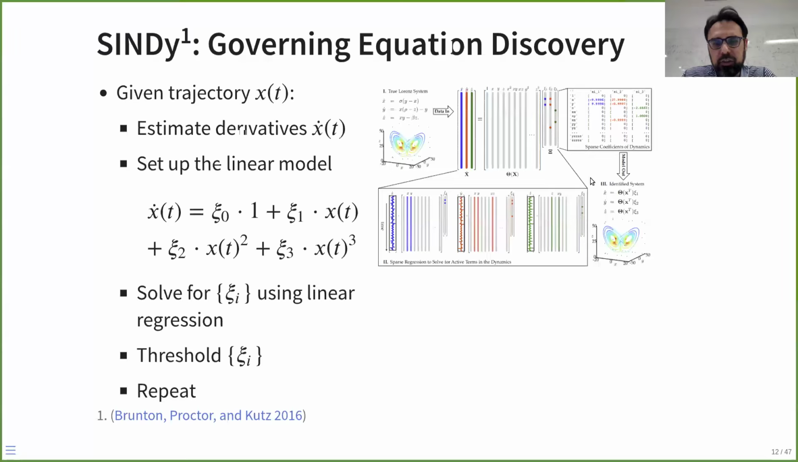I guess that's shown in this picture. You have the Lorenz system, you have some basis functions, and you want a sparse set of coefficients that allow you to represent the dynamics.